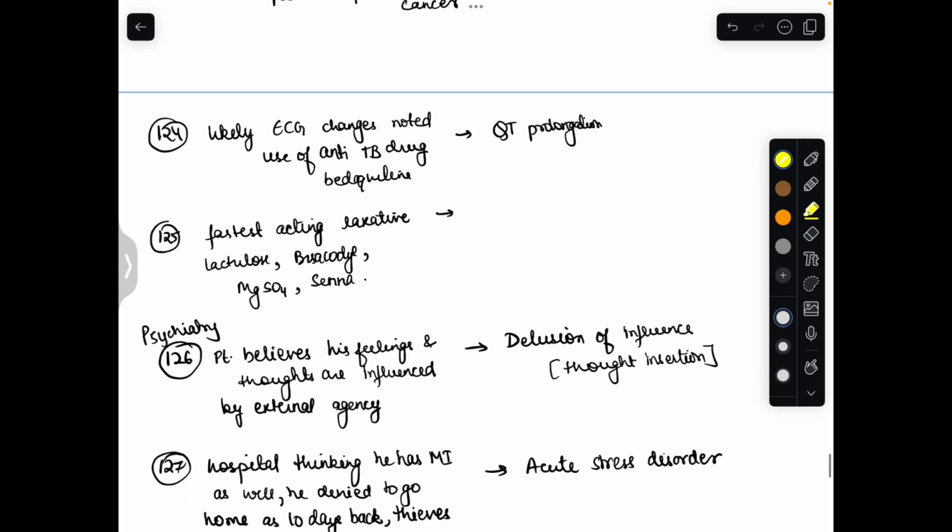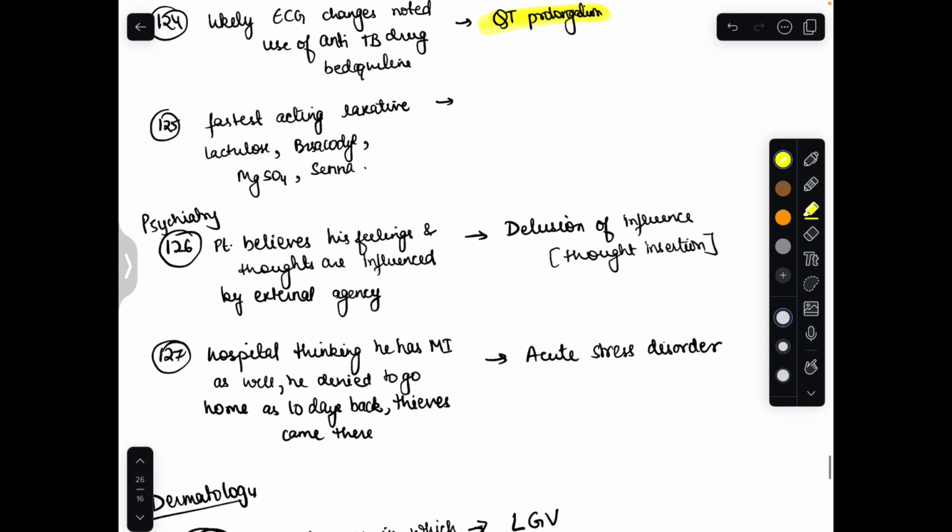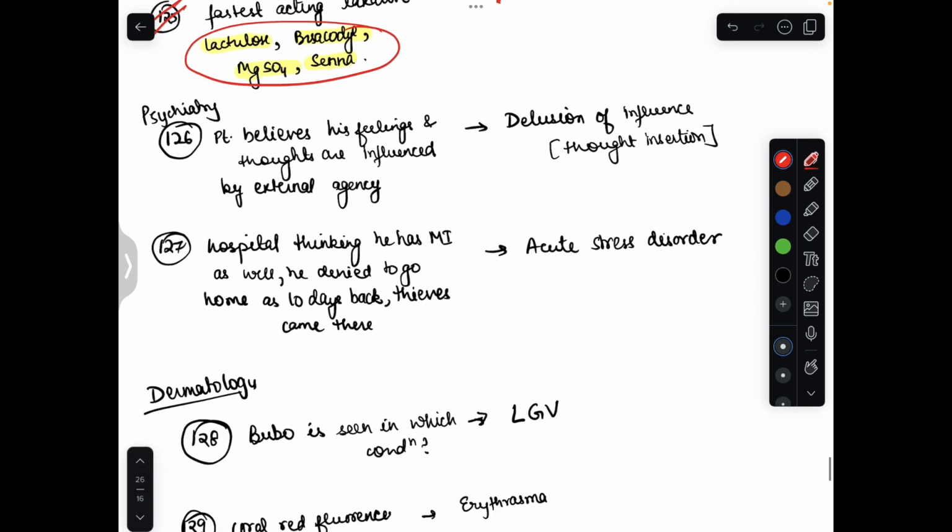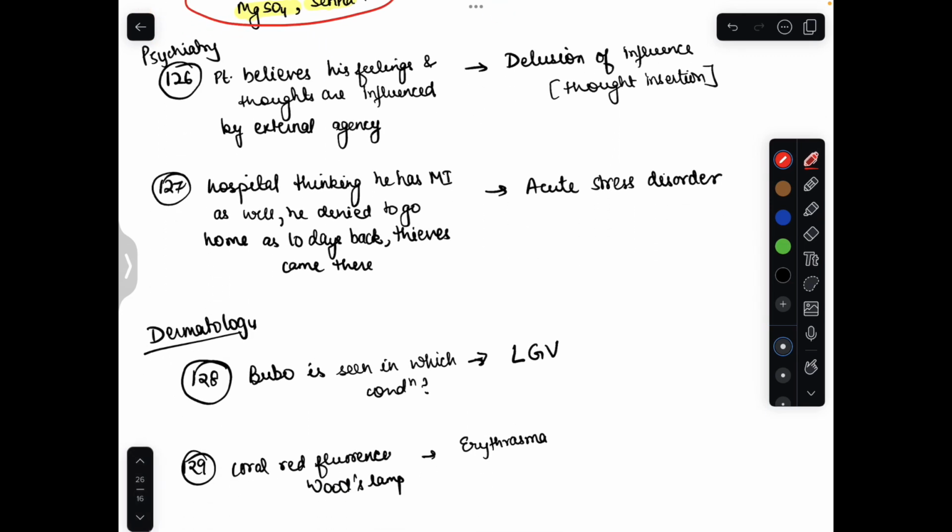Now for the 123rd question, the correct answer was tamoxifen. Now for the 124th question, ECG changes noted, use of anti-TB bedaquiline increases the QT prolongation. This question was definitely in the paper. Fastest acting laxative: lactulose, bisacodyl, magnesium sulfate. Out of these four options, we have to choose one, but I don't know the correct answer, so I did not write for this.